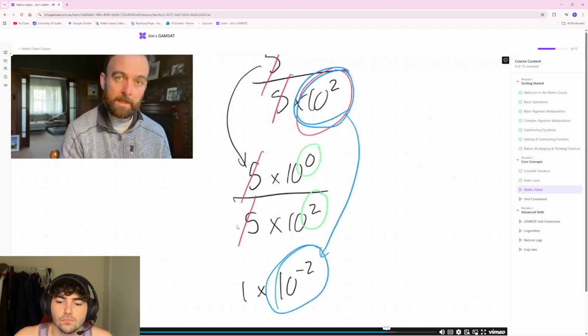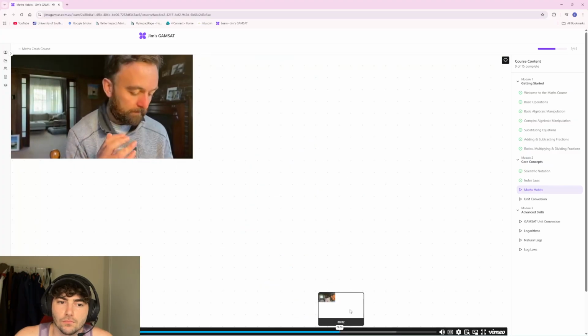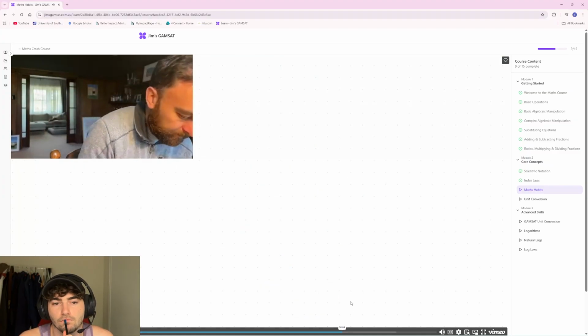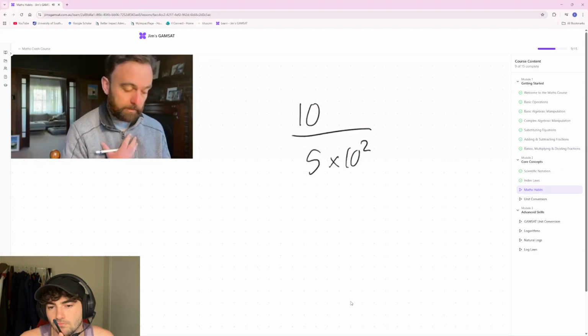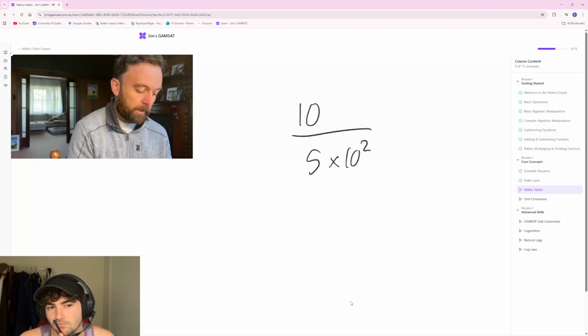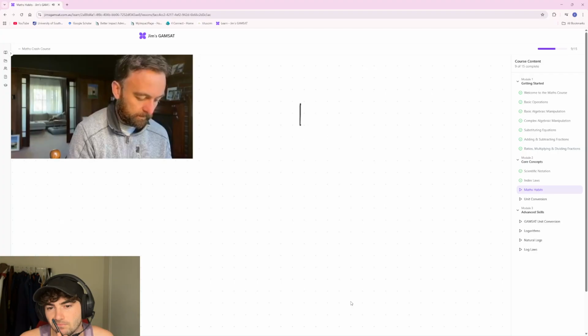We've gone from saying that the answer is 10 to the 2 to all the numbers have both a number and an index. So for example, if we had 10 divided by 5 times 10 to the 2 or something like that, I've made this mistake before where I've just gone in autopilot and I've said, okay, 10 divided by 5, actually, I'll do a different example actually.